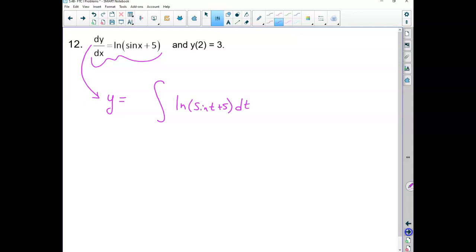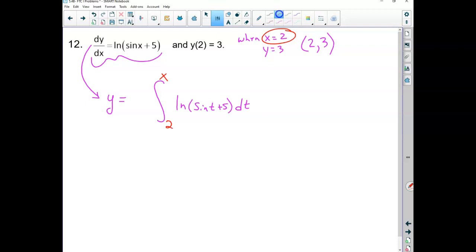dt. And y of 2 equals 3, so that really means when x equals 2, y equals 3. It's just kind of a weird notation we don't like to see. It's really the ordered pair 2 comma 3. So just remember when you're writing your function as an integral, your x is always going to go on the top, and 99% of the time, the x value that they give you is going to go on the bottom.